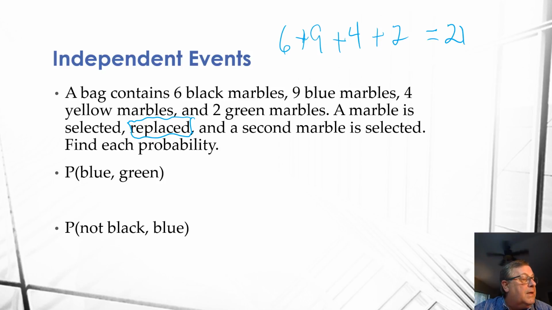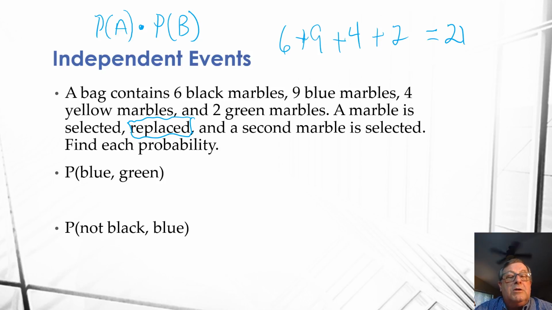A marble is selected, replaced, and a second marble is selected. Find each probability. Now, let's go to what is our formula, I guess I would say, for the probability of independent events. The first thing I got to do is ask, is this independent or dependent? And then if it's independent, then it is the probability of event A times the probability of event B. This is how I would determine the probability of independent compound events.